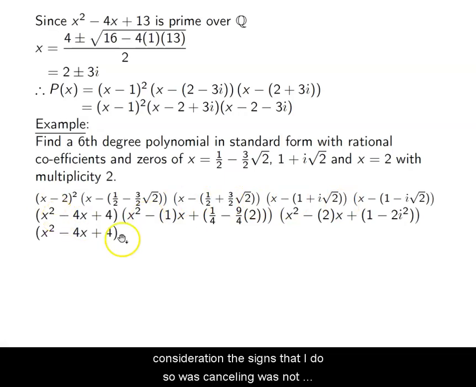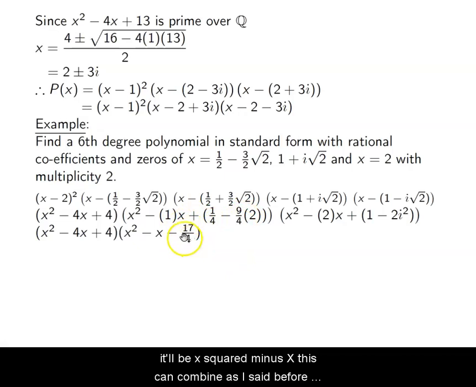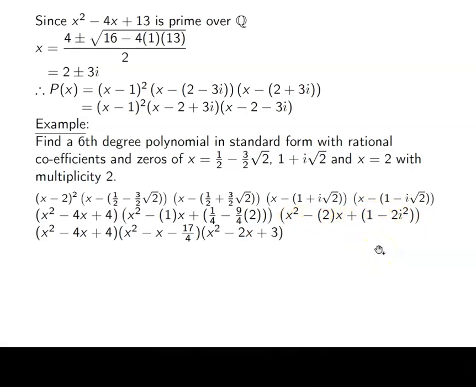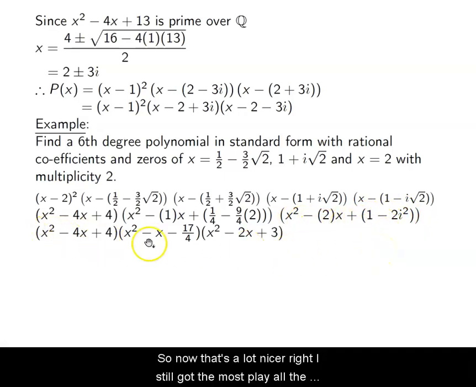Okay, so here I don't have anything to simplify. Here I do. It'll be x squared minus x. This can combine, as I said before, to negative 17 over 4. Okay. This will be x squared minus 2x. So this will turn into, remember i squared is really a negative, so this will turn into 1 plus 2. So this will be x squared minus 2x plus 3. Okay. So now that's a lot nicer, right? I still got to multiply all this stuff out.